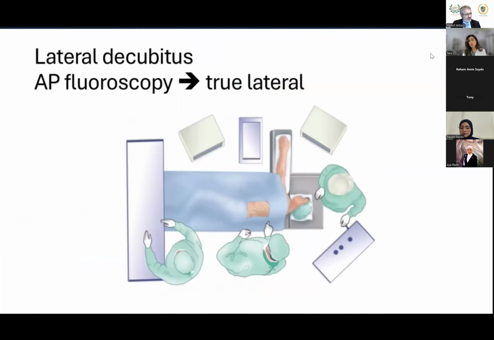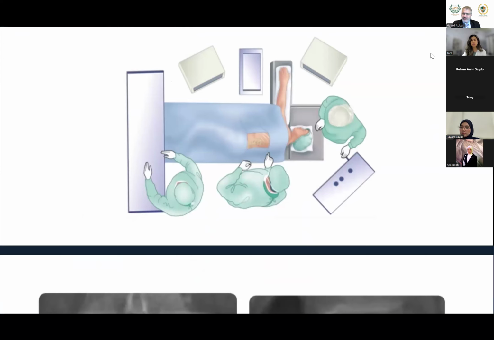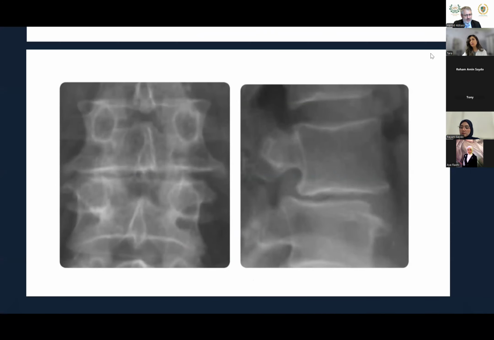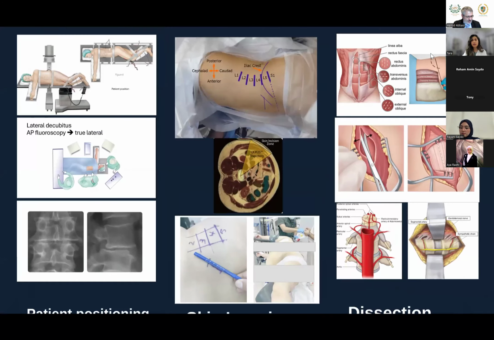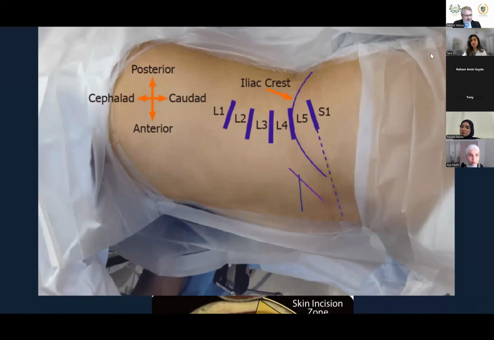The patient should be in a true lateral position, confirmed by fluoroscopy, AP and lateral views, to show that the pedicles are in the same line with no deviation, and the end plates of the vertebrae are in the same line. This leads us to the next step, which is marking of the skin incision. Here is a diagram of how to mark each body and each disc of interest.